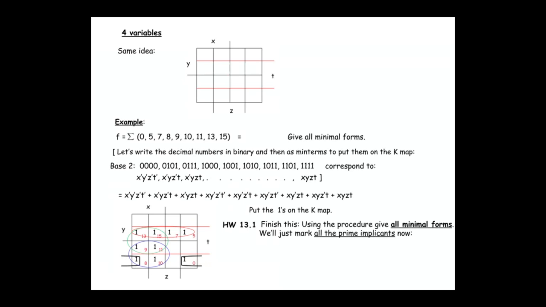Because we have implicants that are within other implicants in this. That's right. That's exactly right. So these 4 prime implicants, yeah, they're all prime, but not all of them are essential. Yeah, and our minimal forms will only have the essential implicants.